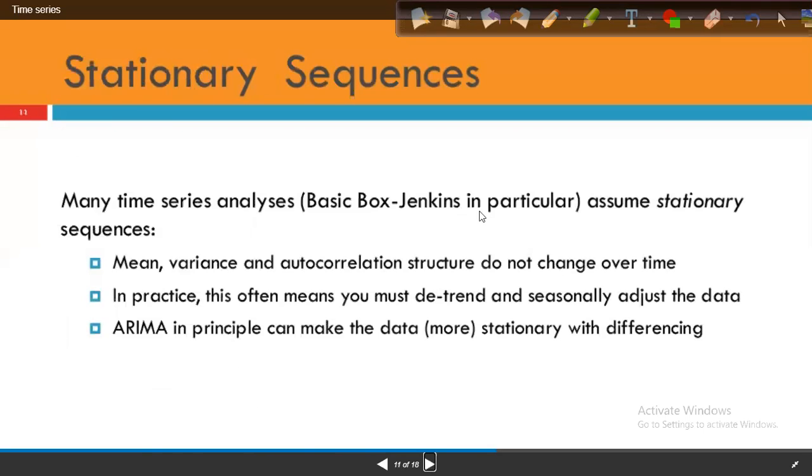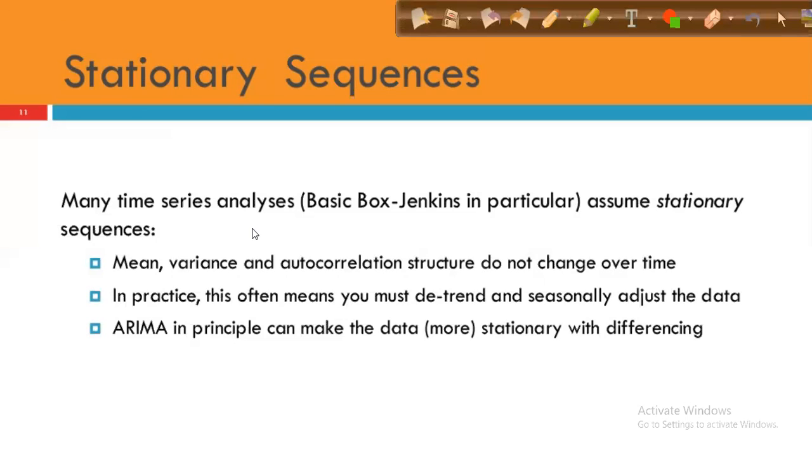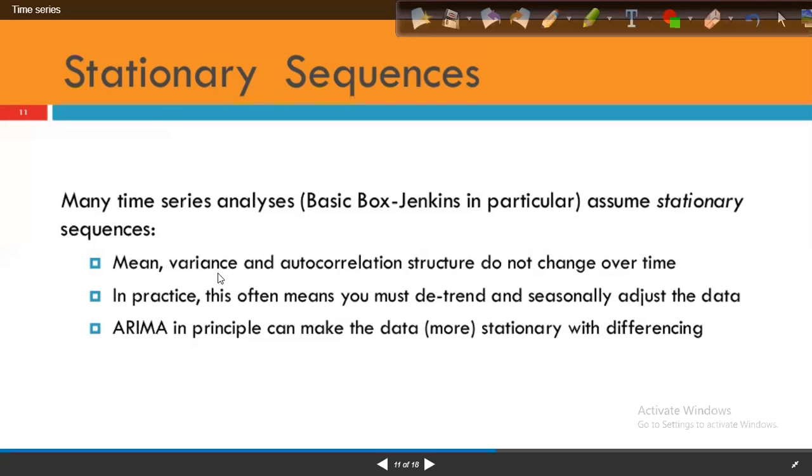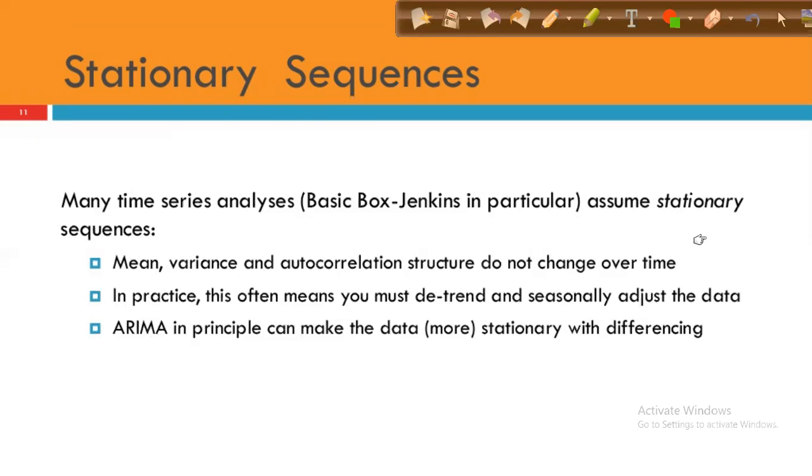Many time series methods, Box and Jenkins in particular, assume stationary sequences. Most time series analysis makes this assumption, as I told you a while back. In a stationary sequence, the mean, variance, and autocorrelation do not change over time. Now the question is, in case of any change in mean and variance, what should I do? Can't I use the data? You can still use it, but you need to detrend and seasonally adjust the data.